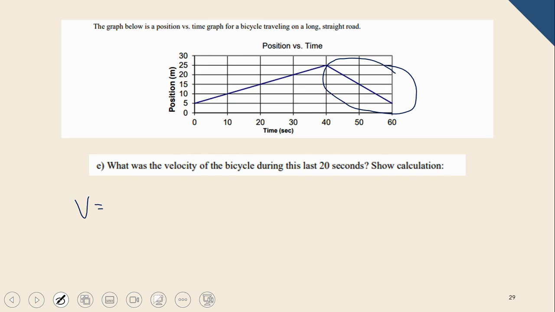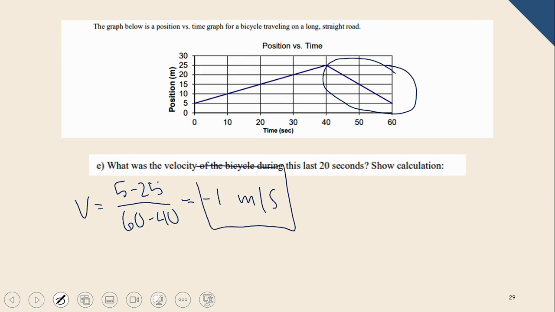So we're not going to put 25 minus 5 on top. We're going to put 5 minus 25, and then our change in x is going to be 60 minus 40, and this leads us to negative 1 meters per second. So the velocity of our bicycle during these last 20 seconds is negative 1 meters per second.